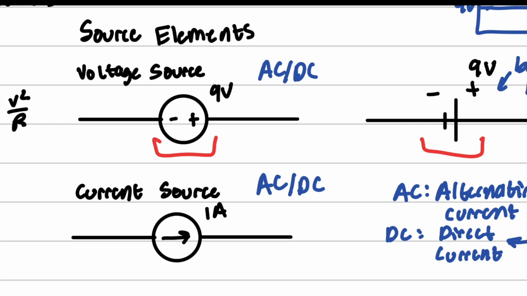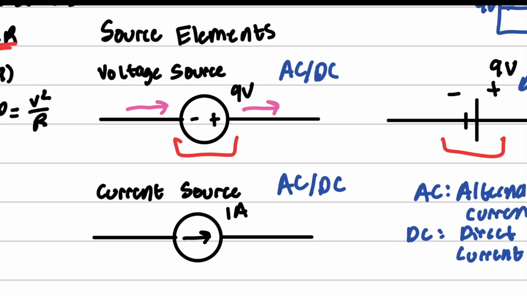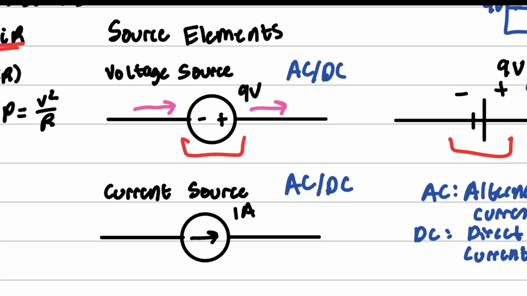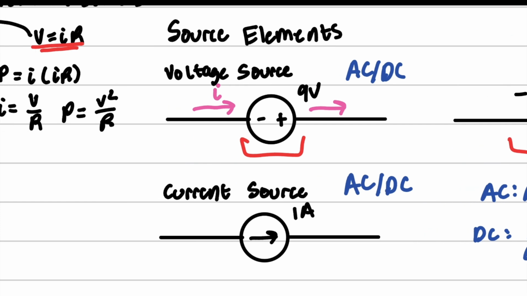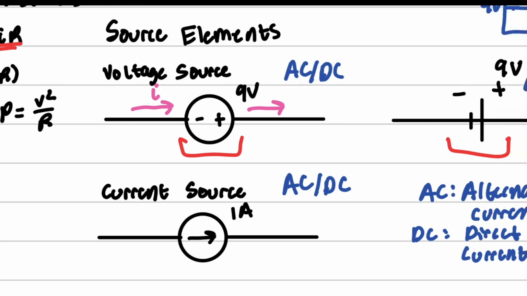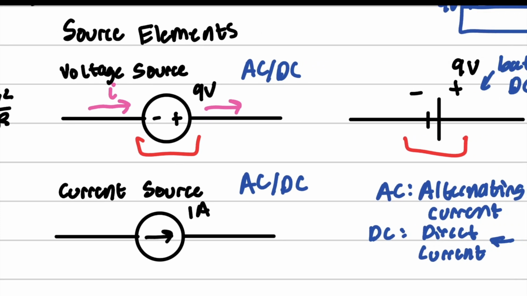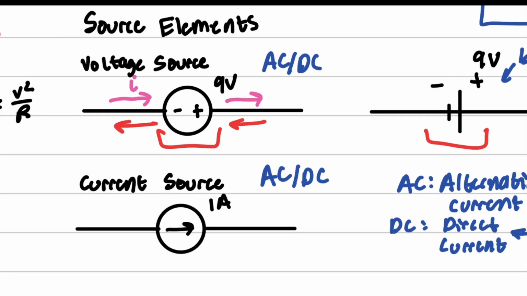Now, these symbols right here, the plus and minus, are very important in terms of the direction in which the current is going for a voltage source. So, if a current is going this way, then we have it going through the negative terminal and out the positive. But we can also have current going in through the positive terminal and out the negative terminal. And this is significant because of power.